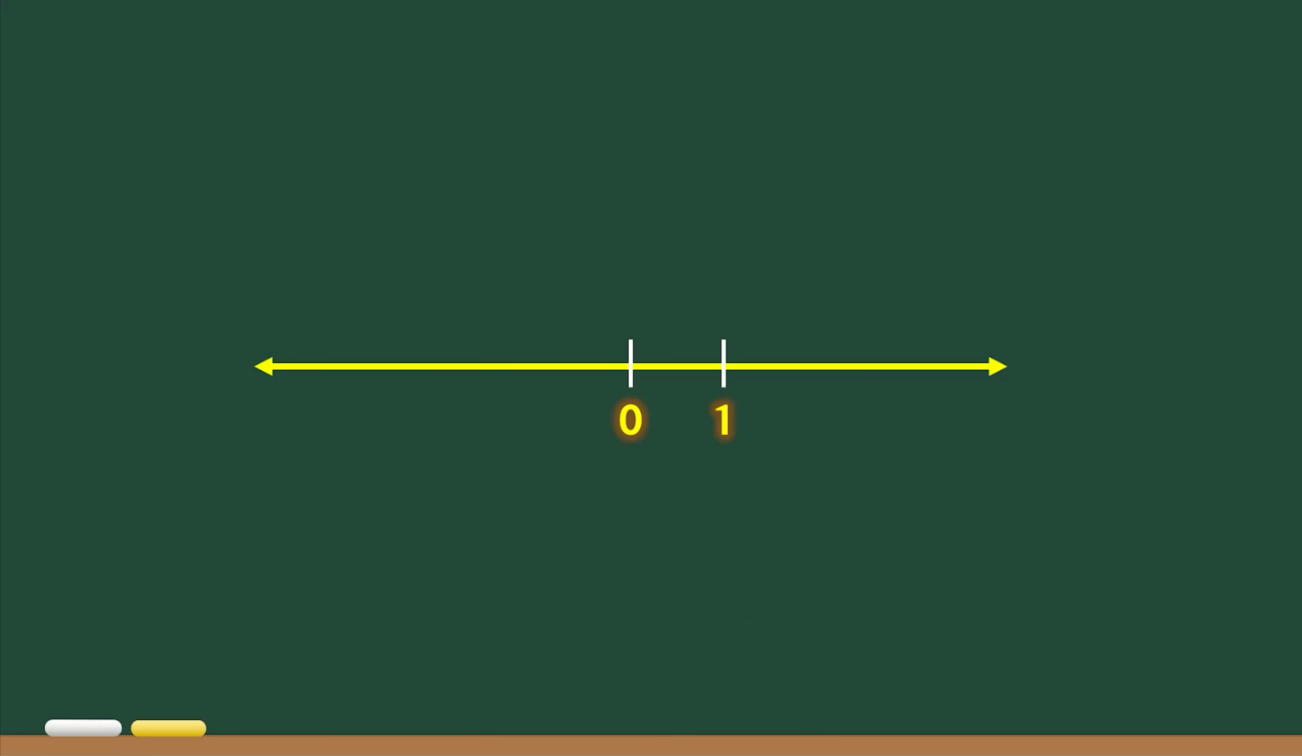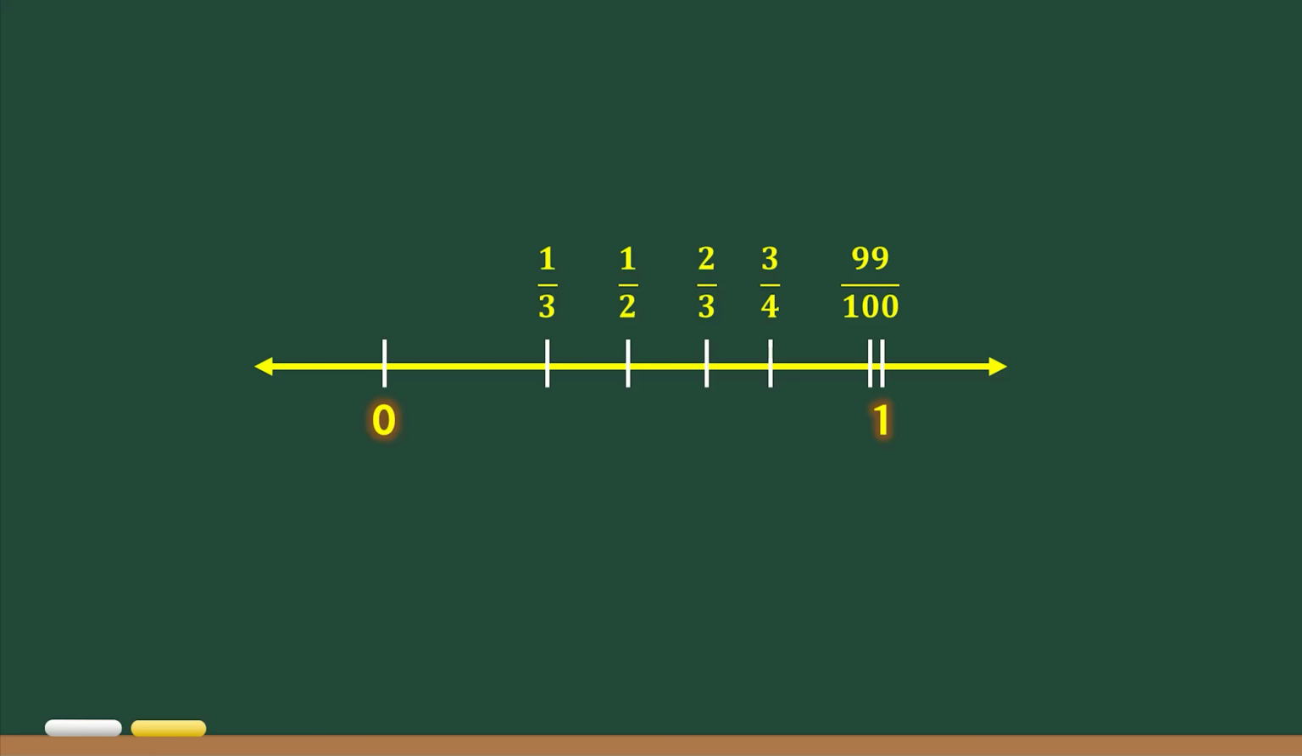Here is a nice way to picture the difference. Integers are spaced one step apart on the number line, but rational numbers fill the gaps between them. Between 0 and 1, we can place 1/2, 1/3, 2/3, 3/4, 99 over 100, and many more. In fact, there are infinitely many rational numbers between 0 and 1.